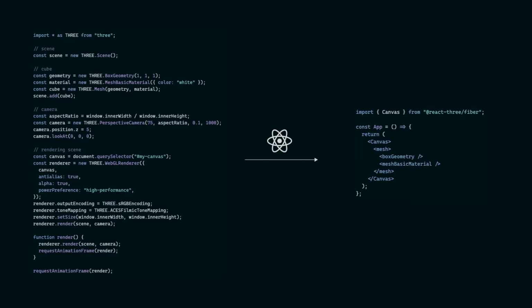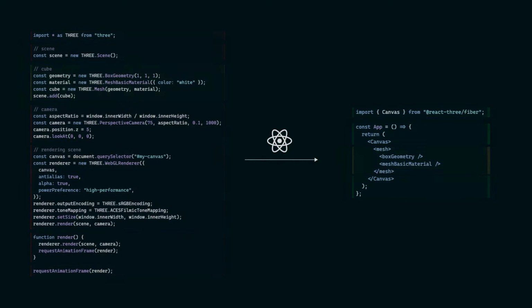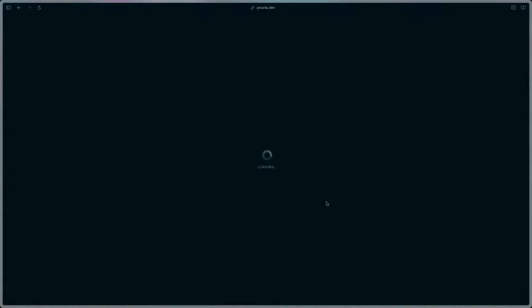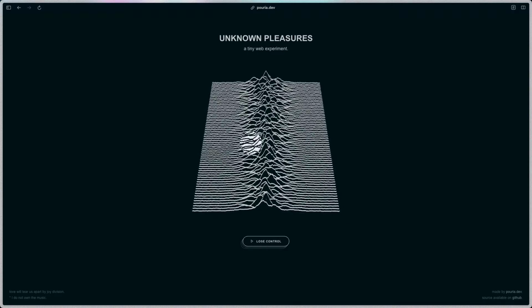React 3 Fiber is a way to express Three.js in React. Organizing and composing our scene will be much easier with the help of React and React 3 Fiber. Just compare the React version of our world with what we had before. This was a lengthy introduction, yet we have barely scratched the surface. Nonetheless, now we know enough to start the Unknown Pleasures project together.